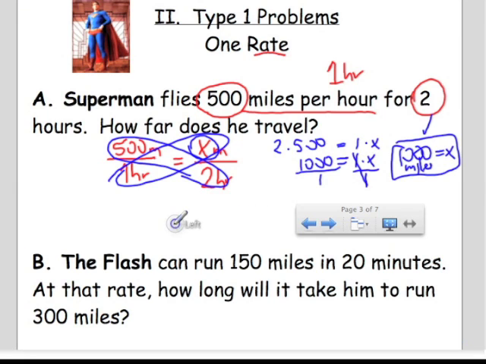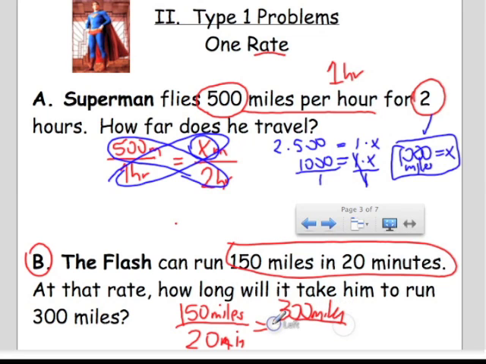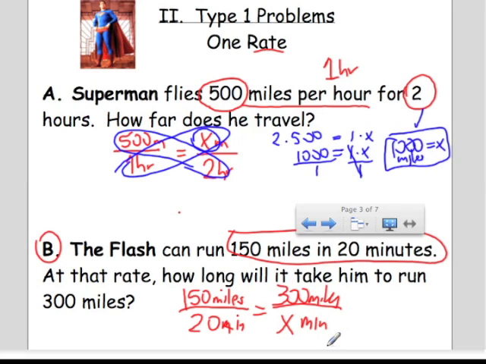Okay, you've tried it, so now it's time to check. The Flash can run 150 miles in 20 minutes. That's one piece of information, which would be 150 miles in 20 minutes. That's the first part of the proportion, equals 300 miles in x minutes. So your proportion should look something similar to that. That was the first step, to write the proportion. I hope you had the proportion correct.